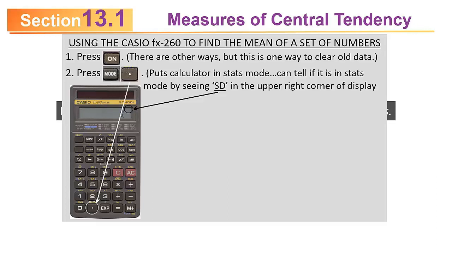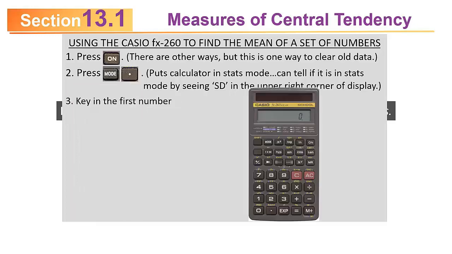Mode dot. When you put the calculator in stats mode, in the upper right hand corner, you'll see the letters SD. If you don't see that, the calculator did not go properly into stats mode. So after you press mode period, look for that SD in the upper right hand corner. Assuming you see that, now you key in the first number. Whatever the first number in the list is, you key it in.